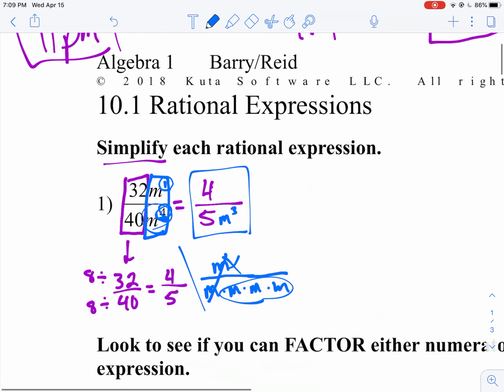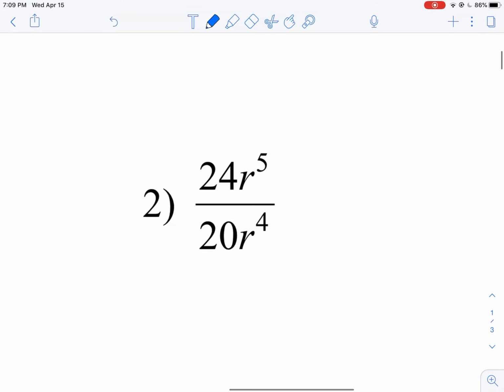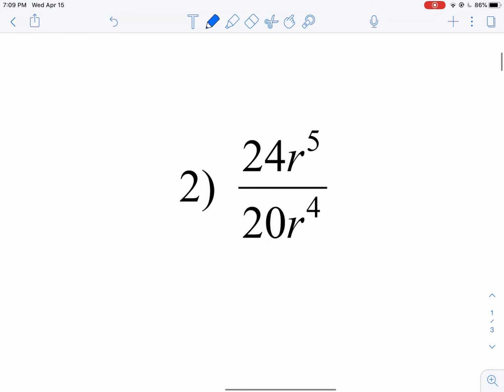All right. Let's try number 2 here just to see another example of these. Okay, start with the numbers. 24 over 20.